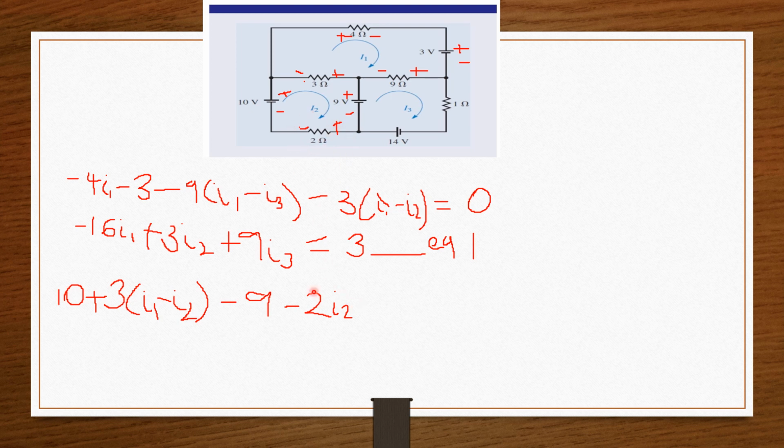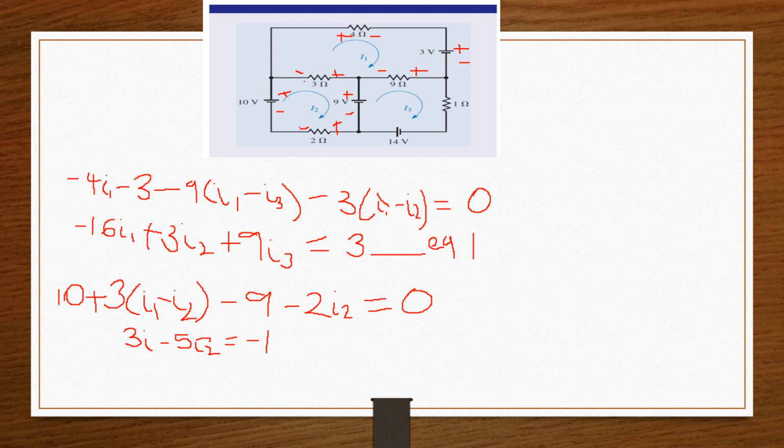Since we are done with mesh 2, and according to the KVL equations, the algebraic sum is always equal to 0, we can simplify this, and then we'll have the second KVL equation to be 3I1 minus 5I2 equals negative 1. You can pause the video and try it by yourself and see what you also get.